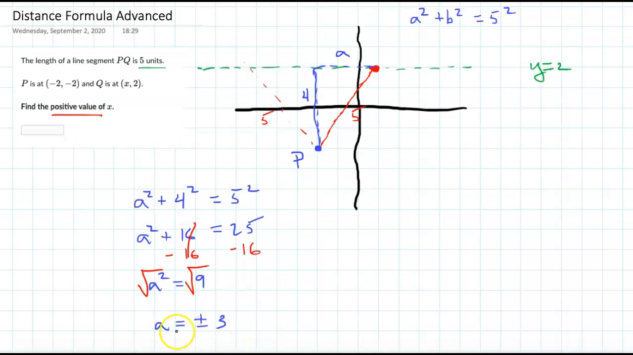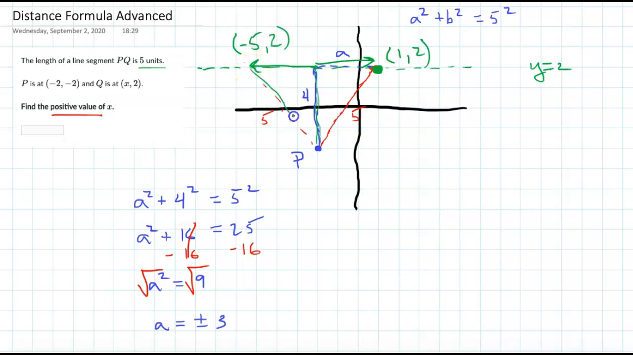So this is telling us A can be 3 units in this direction, or 3 units in this direction. So 3 units from point P's x value is going to give us a positive 1. So we're going to have a point here. This is going to be the point (1, 2), and that's going to be 5 units away. And there also is 3 units in this other direction. So this is going to be at (-5, 2).